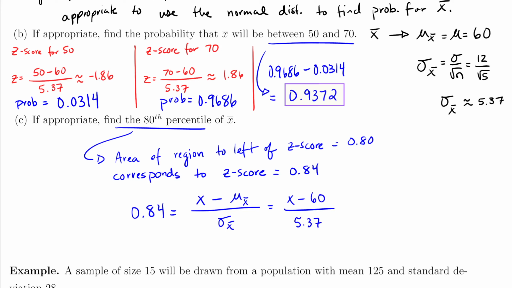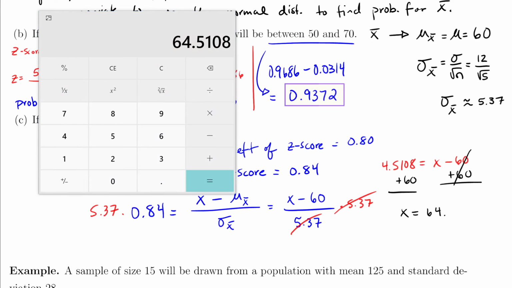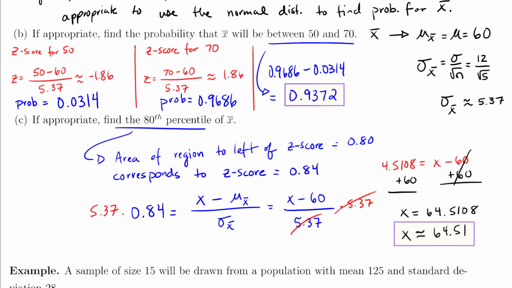Now we can use algebra to get x by itself. I see I can multiply both sides by 5.37 to get rid of the fraction. And that will give me 4.5108 equals x minus 60. We will then add 60 to both sides. And this could all be done in your calculator as well. I'm just showing the work here once, so we're all on the same page. So the value that we're looking at is 64.5108. And if we were asked to round to 2 decimal places, we would round that to 64.51. And that's the data value that would be the 80th percentile of x bar.